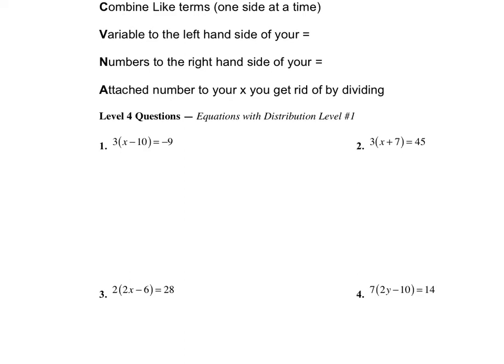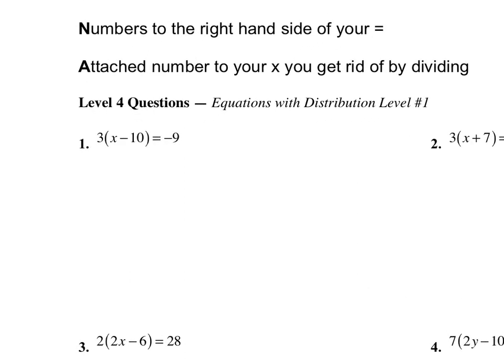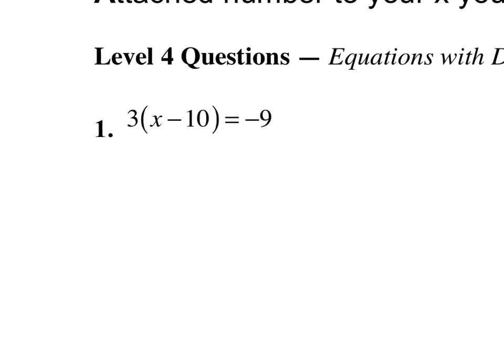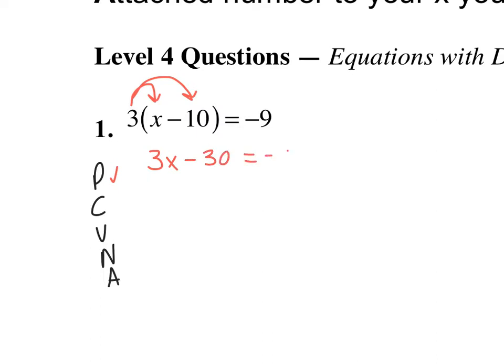So question number 1, we have 3 times x minus 10 equals negative 9. I have to ask myself, do I have parentheses? So I do PCVNA. Yep, I have parentheses. And I get rid of them by distributing. So I distribute my 3 to my x and my 3 to my negative 10. Remember, we get rid of distribution by multiplying. So 3 times x is 3x. 3 times negative 10 is negative 30. And that's equal to negative 9.